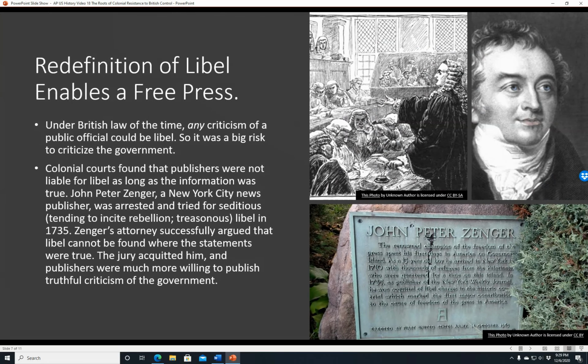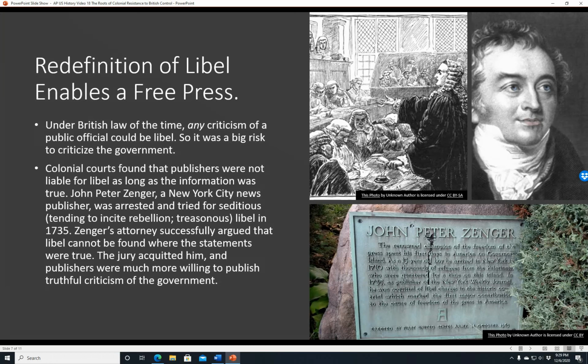Redefinition of libel enables a free press. Under British law of the time, any criticism of a public official could be libel, so it was a big risk to criticize the government. So, colonial courts found that publishers were not liable for libel. Say that 5 times fast. As long as the information was true.